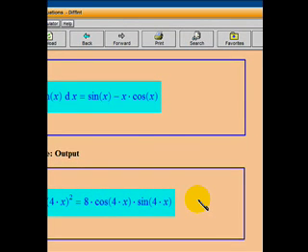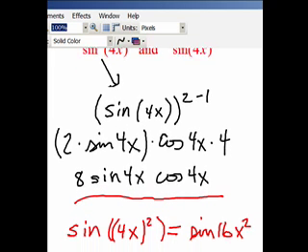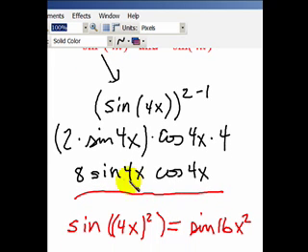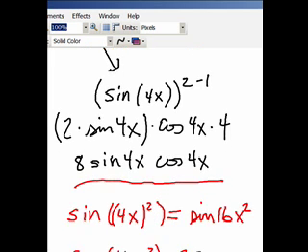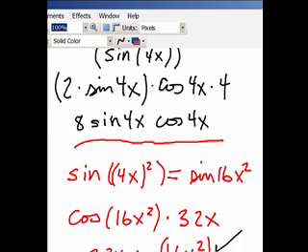Now we take the other problem, which is the sine of 4x squared, which I'm interpreting as the sine of the argument 4x squared, which is the same thing as the sine of 16x squared. Considerably different derivative. We'll scroll down a little bit and try to calculate it. It becomes the cosine of 16x squared times the derivative of the argument, which is 32x, or 32x cosine of 16x squared.